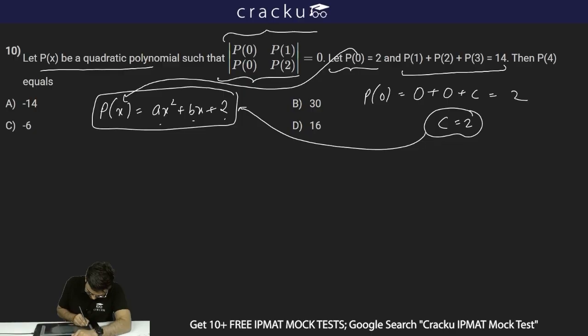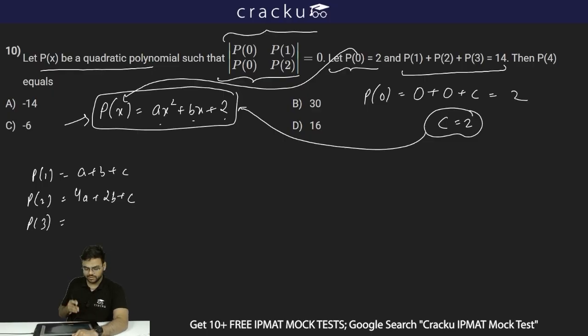So p1 will be what? p1 will be a plus b plus c, substituting x as 1 in this equation. p2, substituting x in p(x), will be 4a plus 2b plus c. What is p3? p3 will be a into 3 square plus b into 3 plus c. Instead of c, I can write 2. This will be 2, this will be 2 as well. So I can write 9a plus 3b plus 2.